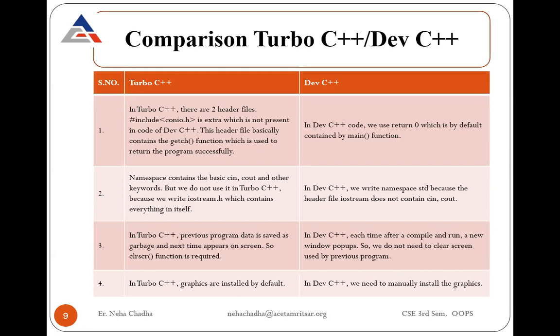But in Dev C++, each time after compile and run, a new window pops up. So we do not need to clear the screen used by the previous program. That means there is no requirement of the getch function and clear screen function in Dev C++. I must tell you one thing, that the file conio.h contains both the functions. The working of both clear screen and getch is contained in conio.h. As conio.h is not available in Dev C++, we don't have to write both the functions, clear screen as well as getch.